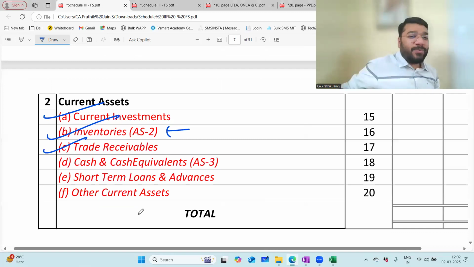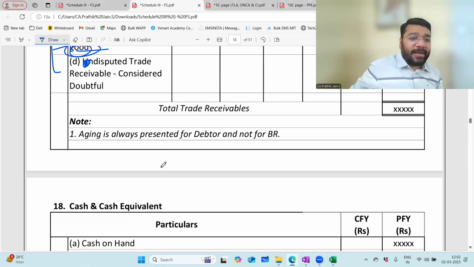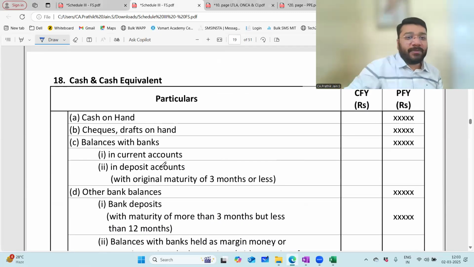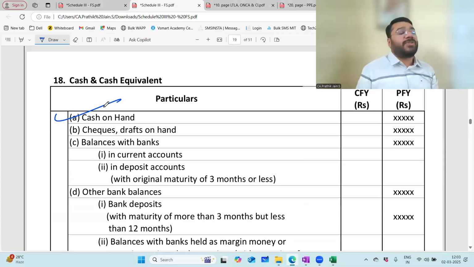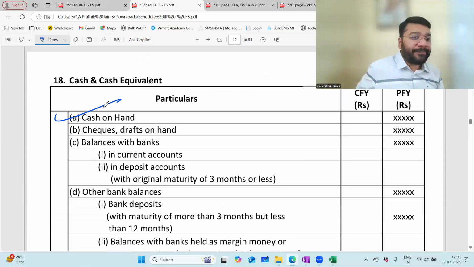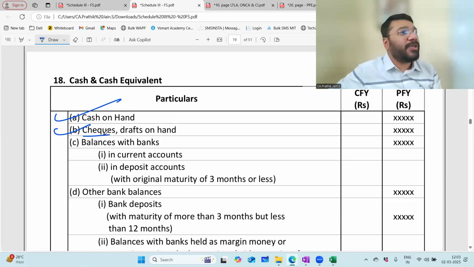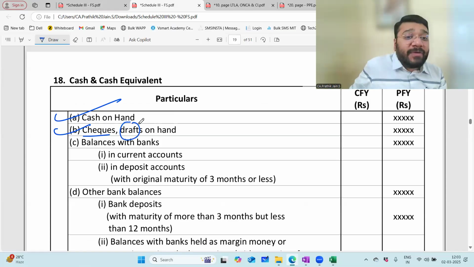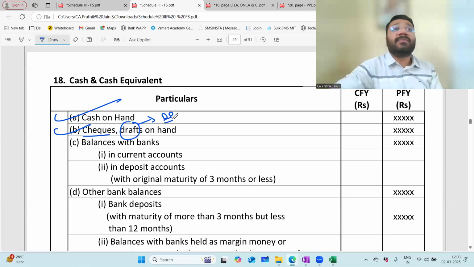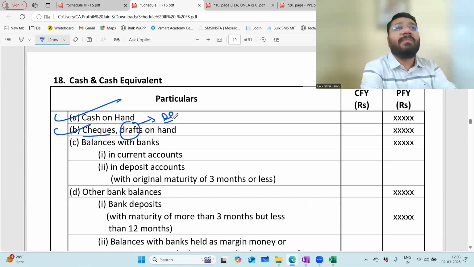Now, next is cash and cash equivalents. There are multiple bifurcations. Cash on hand is cash. Cheques in hand means you've received the cheque from the customer but you've not deposited it. So cheques in hand is your cash and cash equivalent. Draft in hand, draft here means demand draft. Now the concept of demand draft is not much prevalent, but it is still not closed. If I want to make any payment to a party, I can still use a demand draft. I've discussed this in the BRS topic, so I'm not going into depth one more time.